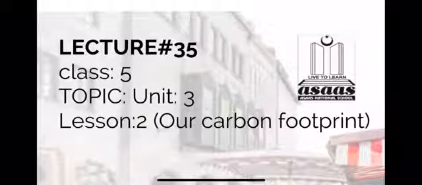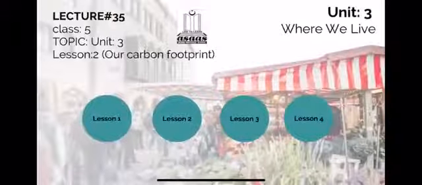The video for grade 5 is unit 3, lesson 2, our carbon footprint. In the previous lecture of this Cambridge Global English book, we did unit 2, our carbon footprint, from the learner's book. So in today's class we'll work on the activity book and two points from the learner's book as well. So today we're going to work on both the learner's and activity book. So let's move forward.